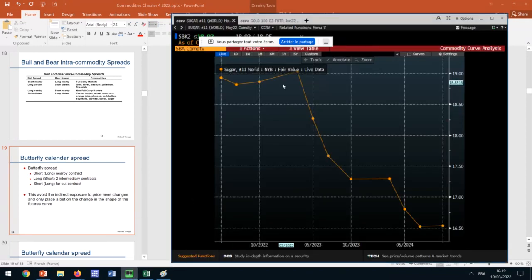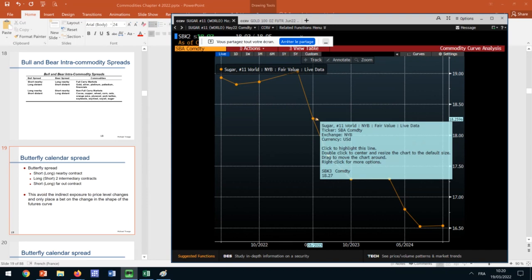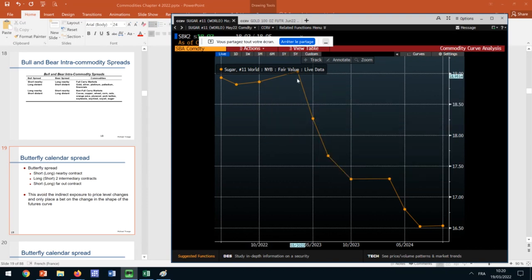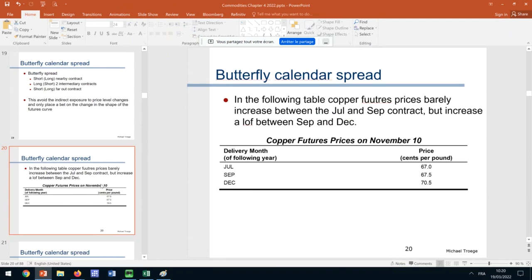So if we want to place a bet on the fact that this kink is going to go away, we have to have a long position in the nearby and the far out, and we have to have a short position in the intermediary, so that would be the situation in the brackets here. In this case, you are almost perfectly hedged against the price increase. You don't even have this indirect effect, which comes because the slope of the curve will often change together with the absolute price level.